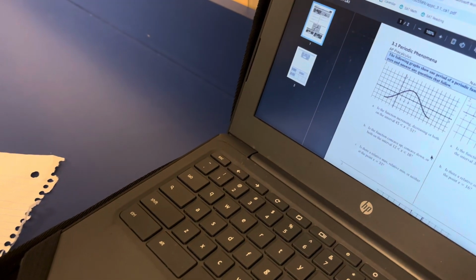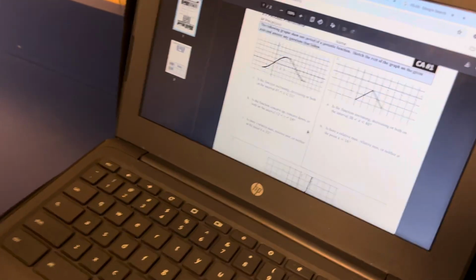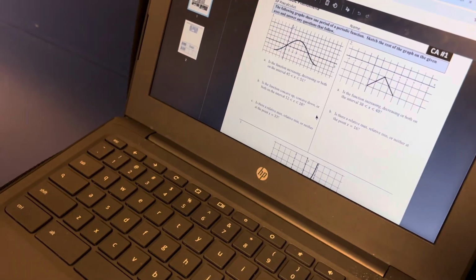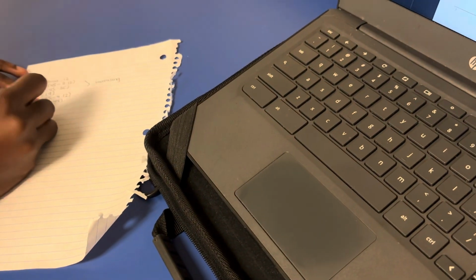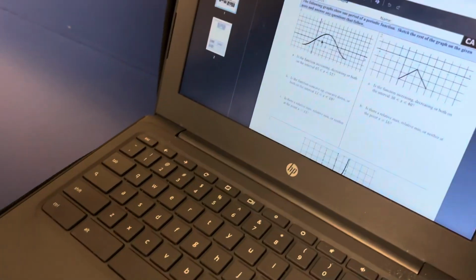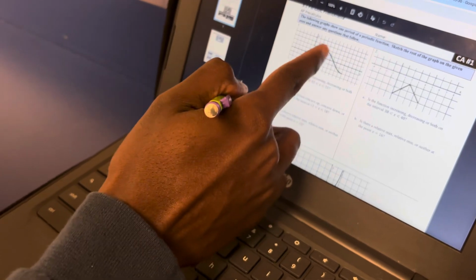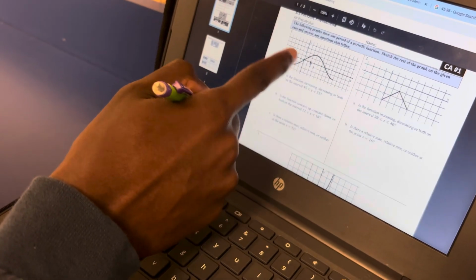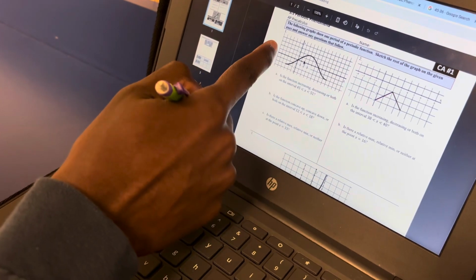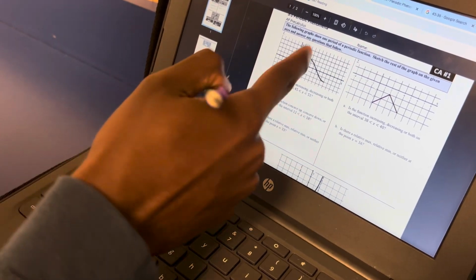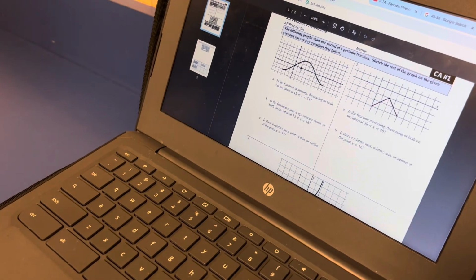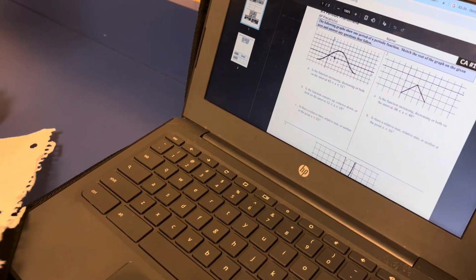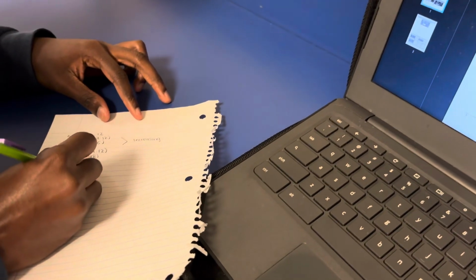But yes, for B, they also ask: is the function concave up, concave down, or both on the interval 12 to 18? So in terms of concavity, we know something like this is concave down. If we use the bucket method, the bucket is upside down, which means it's concave down. Here, it's concave up because the bucket is facing upwards.